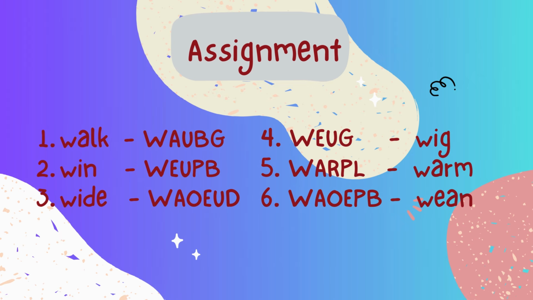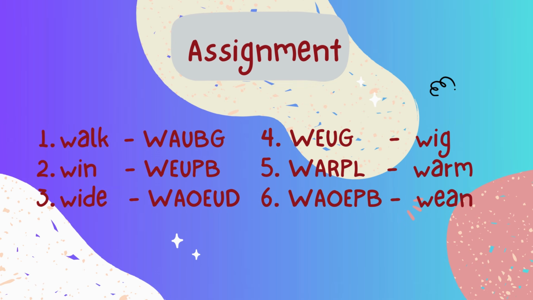So we have here the correct answers for 1, 2, and 3. Number 1 is walk: initial W, diphthong O, and final K. For win, it's initial W, vowel I, and final N. For wide, it's initial W, long I, and final D. I hope you get the correct answer so far.